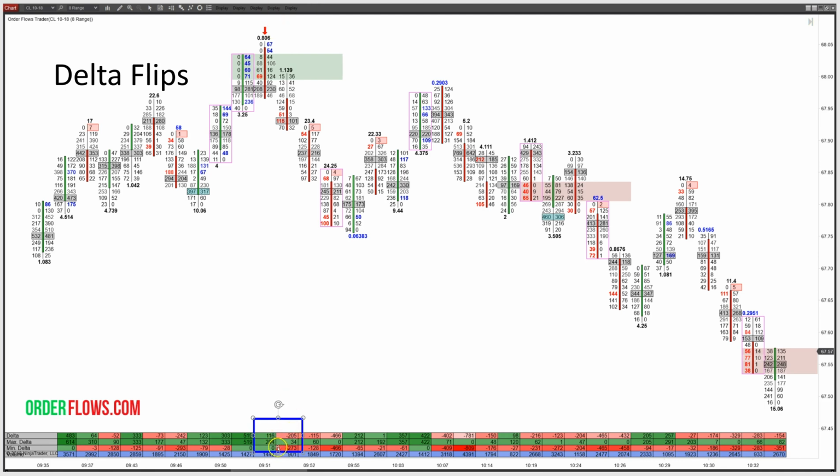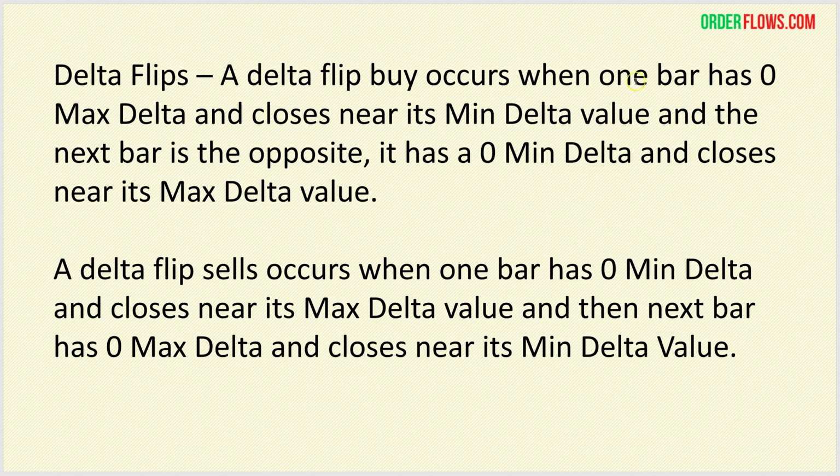You got 116 final delta, 0 min delta, then minus 205, small max delta of 34. Your min delta was 273. So again, while I gave you these instructions, saying it has to be, it doesn't have to be 0. It could be a small number depending on the market that you're looking at.